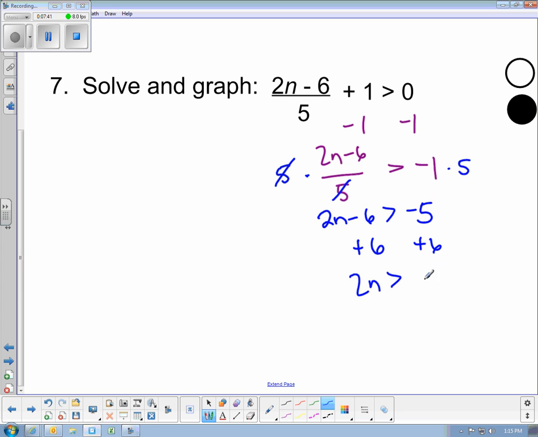2n is greater than 1 and divide by 2. Once again, I have to check what I'm dividing by, but it's a positive number, so I keep my sign the same. n is greater than 1/2.